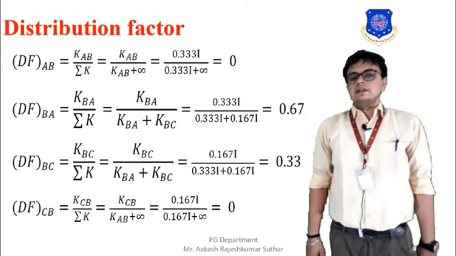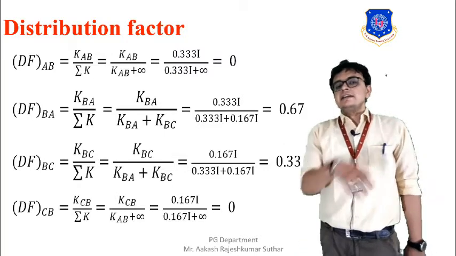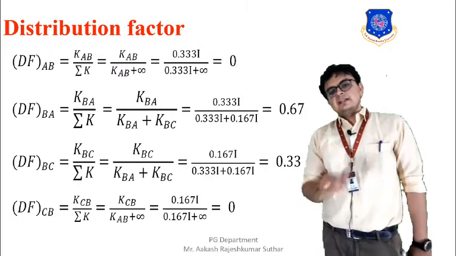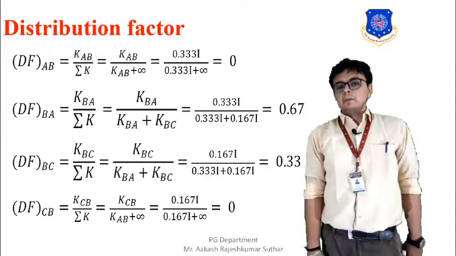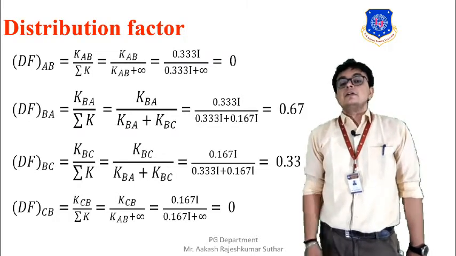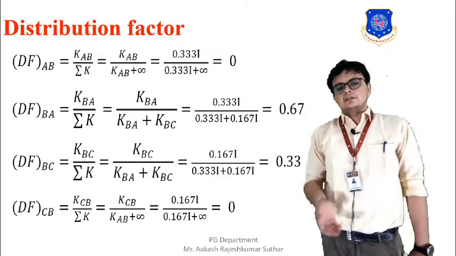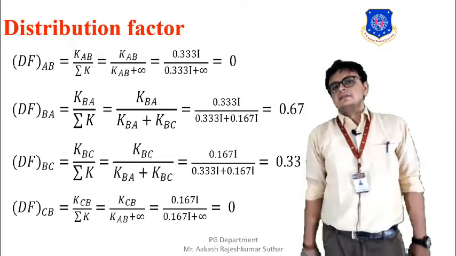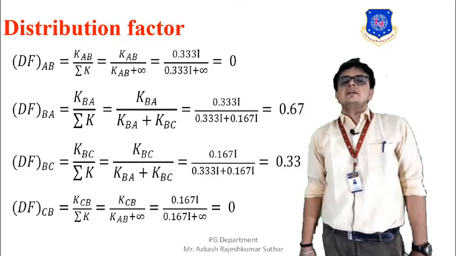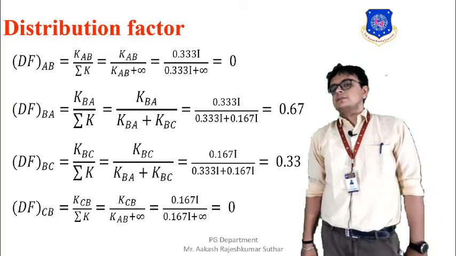So you can see over here that KAB upon KAB plus infinity, because there is no other support adjacent to that, so ultimately it will be infinity. So 0.331I divided by 0.331I plus infinity, which will be infinity only. Something upon infinity is negligible. It will be considered as 0. So we can say that the distribution factor for AB will be 0.